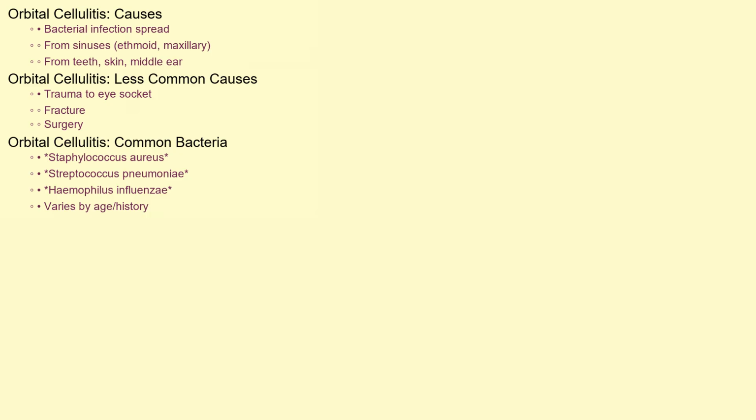Orbital cellulitis is most commonly caused by a bacterial infection that spreads from nearby sinuses, particularly the ethmoid and maxillary sinuses. Other causes include infections spreading from the teeth, skin, or middle ear. Less frequently, it can result from trauma to the eye socket, such as a fracture or surgery. The most common bacteria responsible are Staphylococcus aureus, Streptococcus pneumoniae, and Haemophilus influenzae, although the specific bacteria may vary depending on the patient's age and medical history.